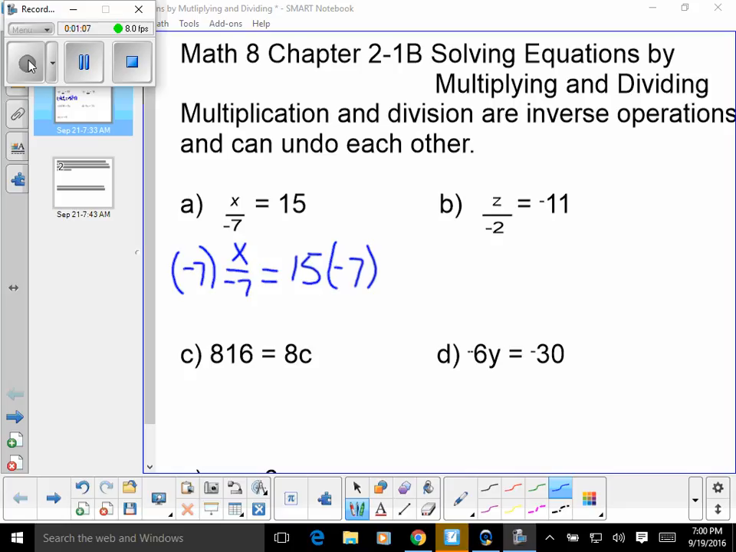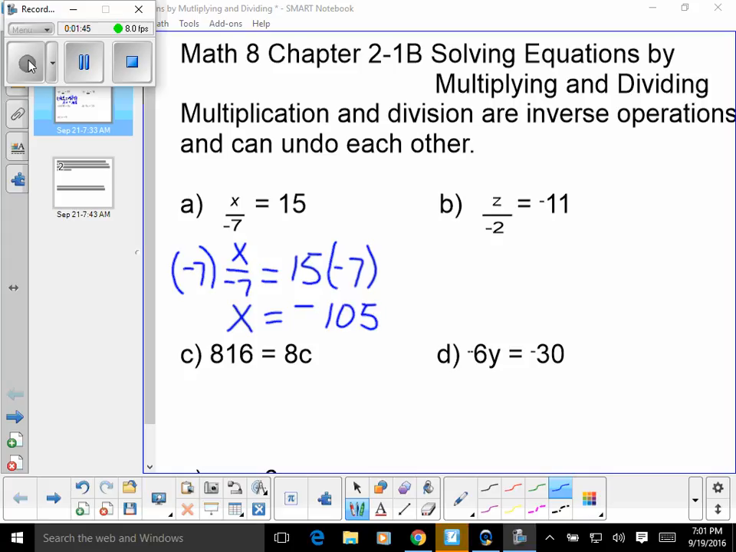On the left side of the equation, a number times its reciprocal becomes 1. And since it's negative times negative, we'll be back to that positive 1x. Here again, you've got to remember that whenever you see an x or a z or a c or a y, whatever the variable is, if there really is no number written in front of it, then that means the coefficient is 1. On the right side of this particular equation, we are going to take a positive number times a negative number. Our answer will be negative, and 15 times 7 is 105.